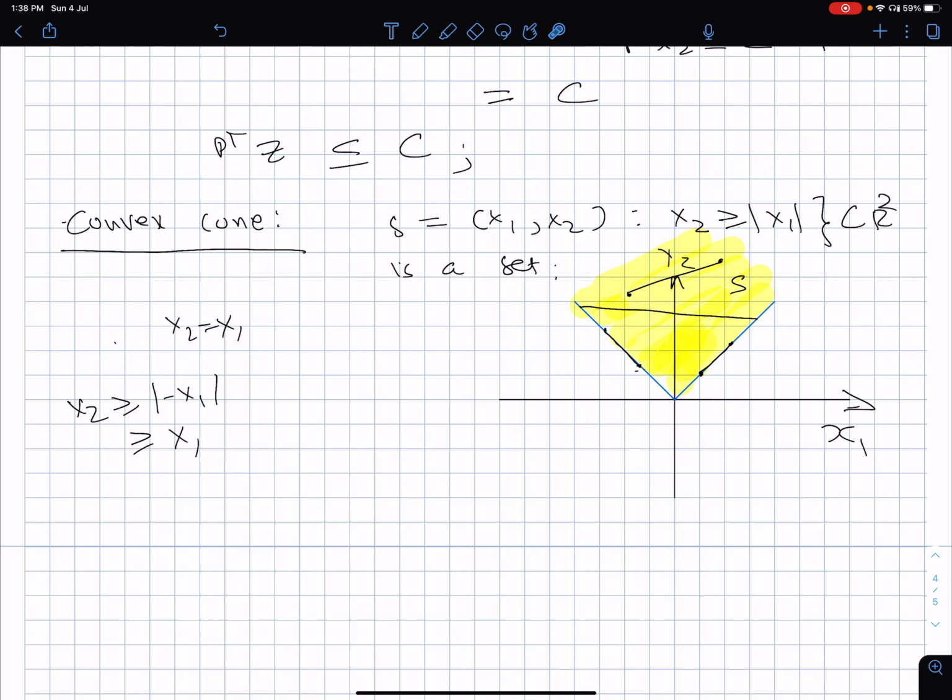Okay. With this introduction to the definition of convex sets and convex functions, we will stop here and we will continue with the properties in the next lecture. Thank you.